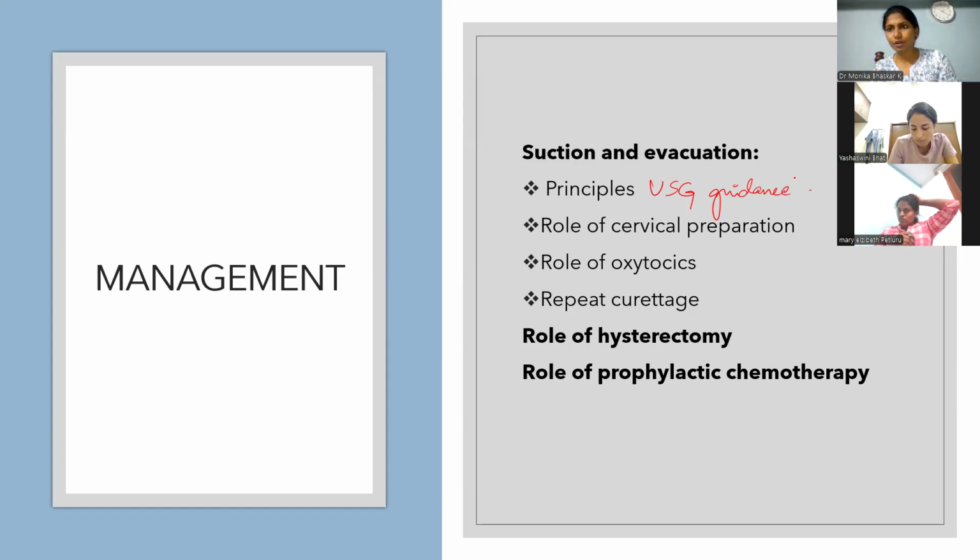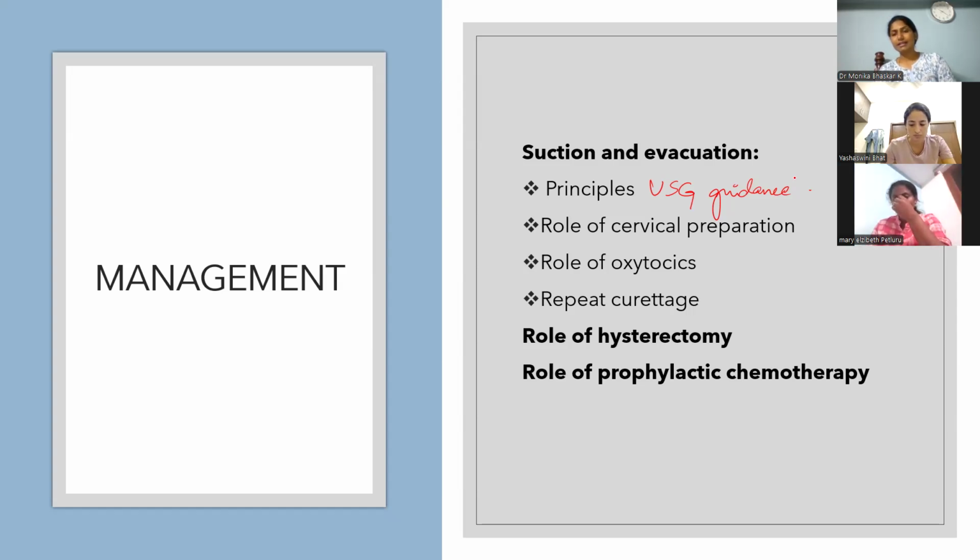You should not remove the trophoblastic tissue with ovum forceps or whatever. It is always better to do an MVA, or you introduce the Karman's cannula and connect it to the electronic vacuum suction. Either you can do a manual vacuum aspiration, or a suction evacuation with an electronic vacuum aspirator. So either you can do MVA or EVA.